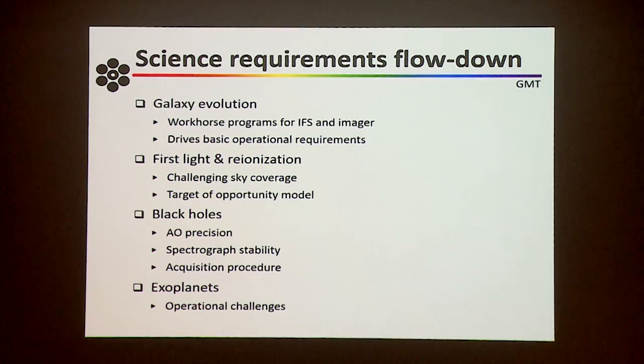The black hole science case, the things it really pushes are the AO precision, the spectrograph stability, and also your acquisition procedure in detail. And with exoplanets, there are some operational challenges about how we actually implement the ADI. And then there are some other things to do with, if you want to look at near-Earth objects in the solar system and so on, you've got to worry about non-sidereal tracking and things like that as well.